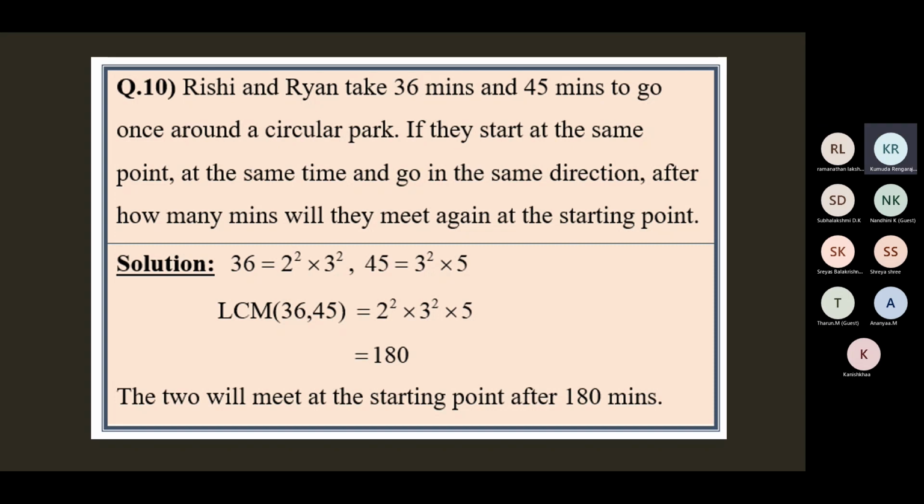Now, if supposing by mistake you find the HCF, you will get 9. Can they meet in 9 minutes? They need 36 and 45 minutes to make one round. How can they meet in 9 minutes? So the answer does not make sense. So even if you go wrong, you can see if the answer makes sense, and it will not. So it is the LCM.